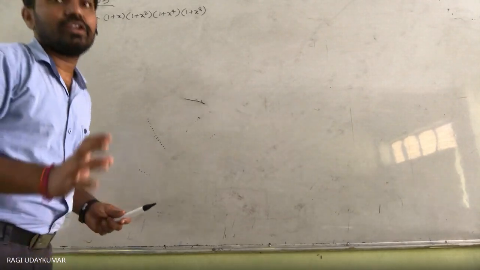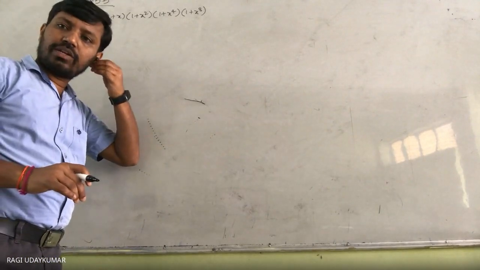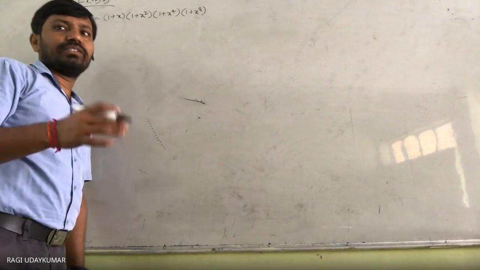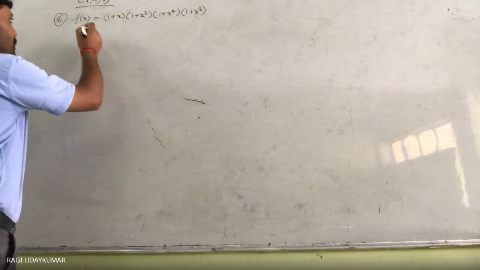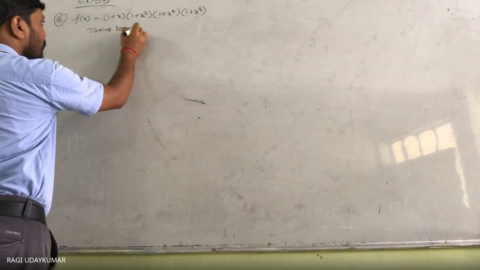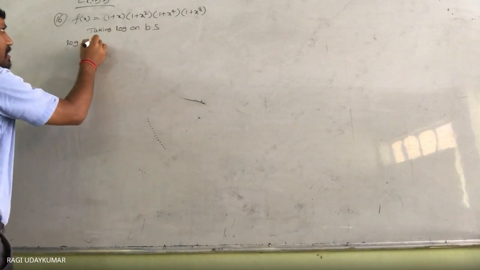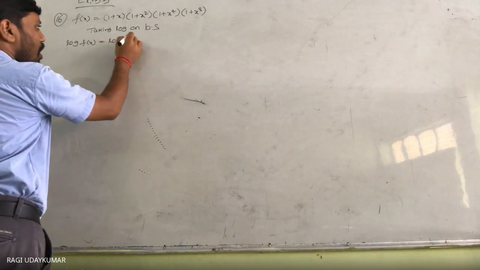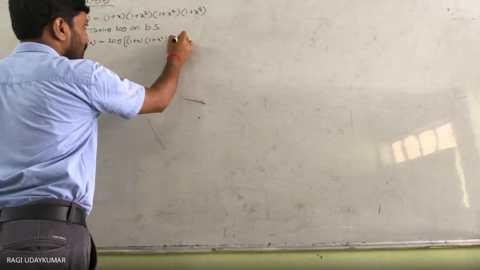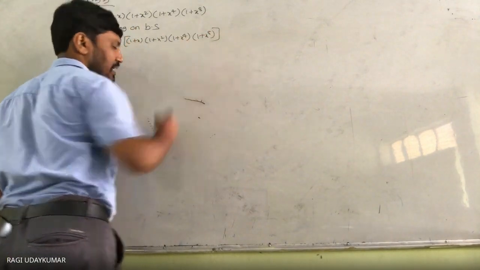So here it is given to you the product f of x. It is not necessary to consider it as a y. Okay. So taking logarithm on both sides, what do you get here? Log f of x is equals to log of 1 plus x into 1 plus x square into 1 plus x to the power of 4 into 1 plus x to the power of 8.